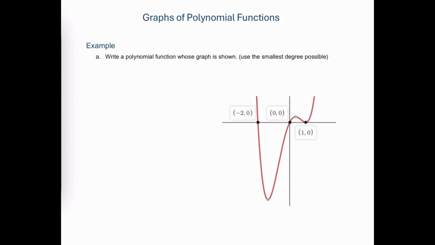Write a polynomial function for the graph that's shown. Use the smallest degree possible. Let's recall that there is a close relationship between the x-intercepts on a graph and the zeros of the polynomial function.